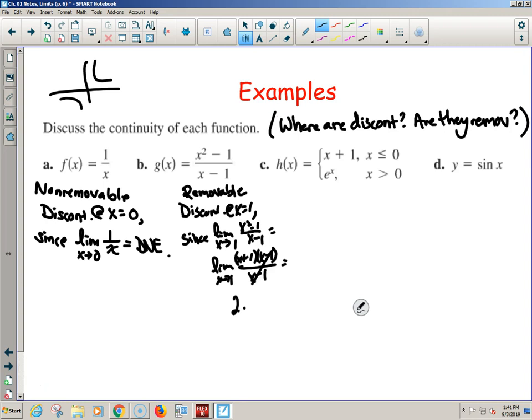They agree on that point. The limit exists. The limit is fine. What doesn't exist? The point. The point doesn't exist. The function doesn't exist.